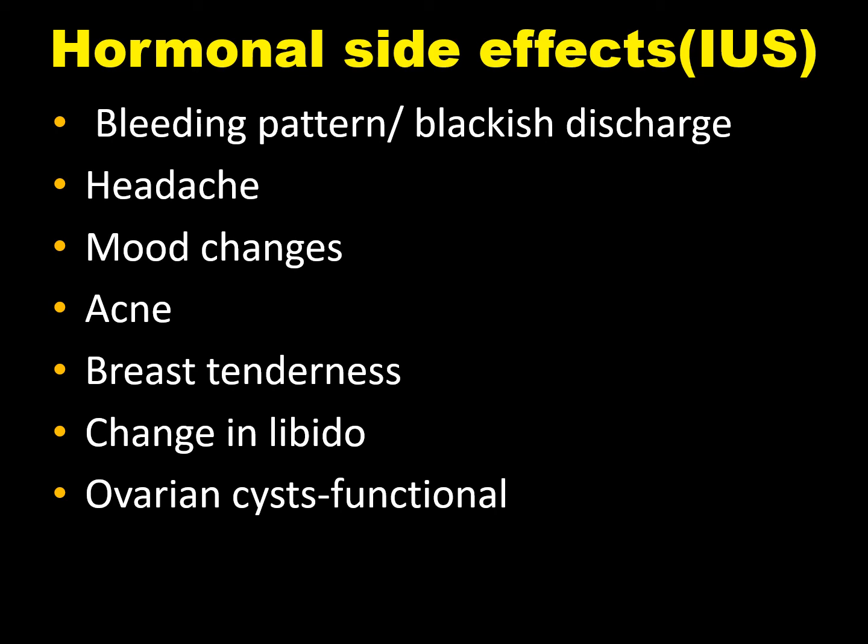And 1 in 3 women may become amenorrheic 1 year after using the Mirena. This is an advantage for some women, but a disadvantage for others where they want to see their cycle regularly. The most common cause for removing Mirena is the blackish discharge, which becomes annoying for women.